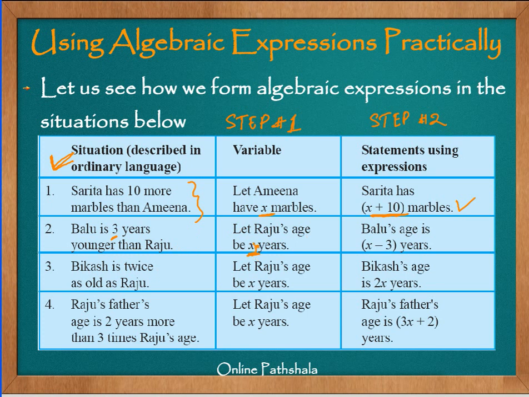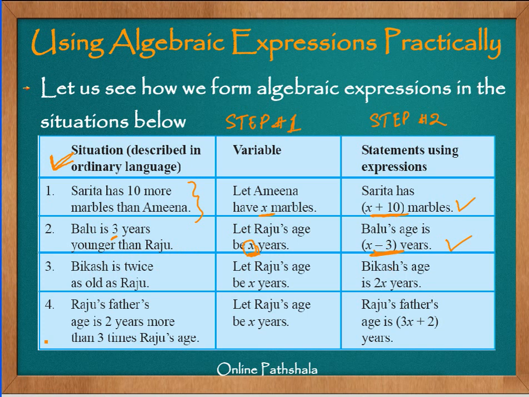Now once we know that Raju's age is X years, Balu is 3 years younger, right? So we need to subtract 3 years from the age of Raju, which is X. So the expression that we come up with is Balu's age is X minus 3 years. So this is an algebraic expression which involves subtraction.